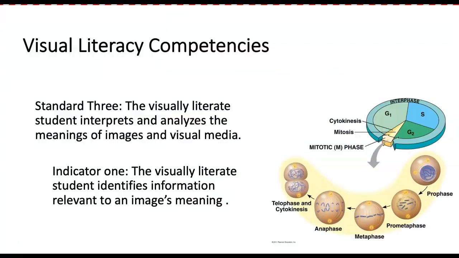The competency standard from the Association of College and Research Libraries that this lesson will focus on is Standard 3. The visually literate student interprets and analyzes the meanings of images and visual media.